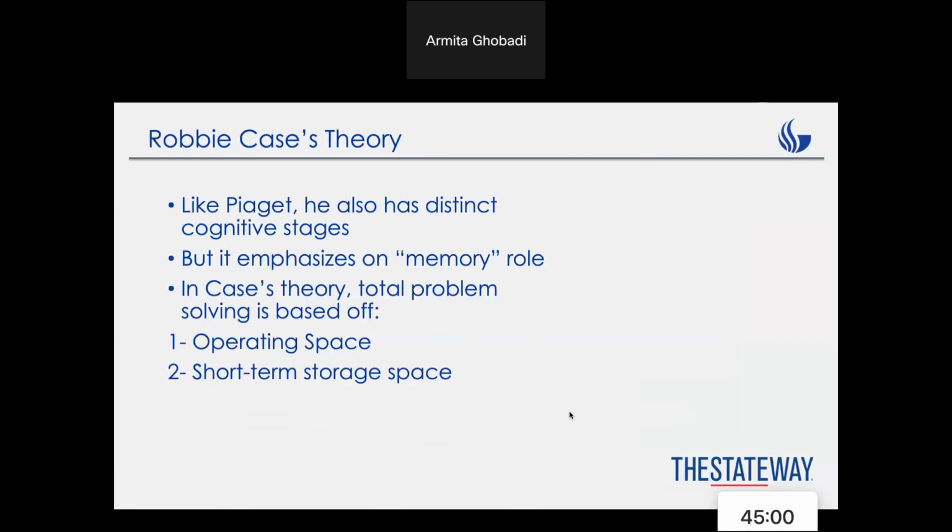So this actually leads to the idea of Robbie Case's theory. It is also very important. I guess there are going to be two or three pages in your book about this. But the main point about this theory is emphasizing the role of memory. It is very similar to Piaget. It also has different stages, but here the major part is memory and memory capacity. So here you can see two major parts in Robbie Case's theory, which is based on the role of memory. For example, number one is operating space. Number two is short-term storage capacity.